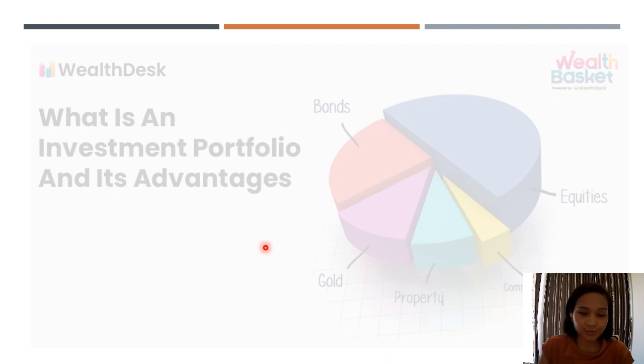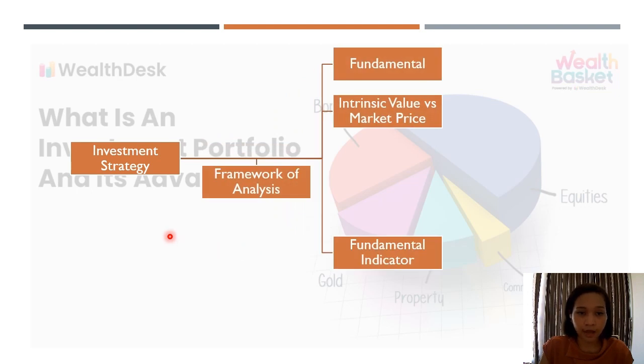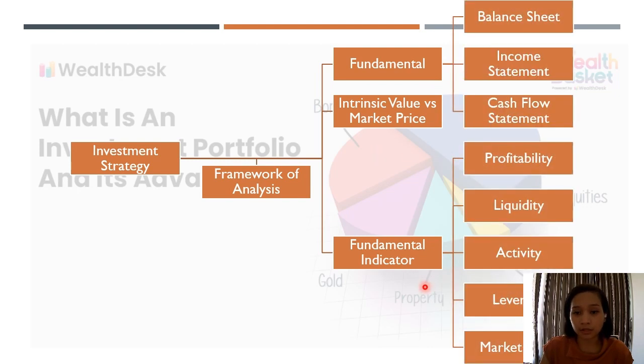The third part is we were talking about the investment portfolio and its advantages. In this part of the course, we were given a task to evaluate the financial performance ratio of a company. And when we are talking about the investment strategy, we have to understand the framework of analysis. It consists of the fundamental values, intrinsic value versus the market price, and the fundamental indicator. These are things that we need to take into consideration.